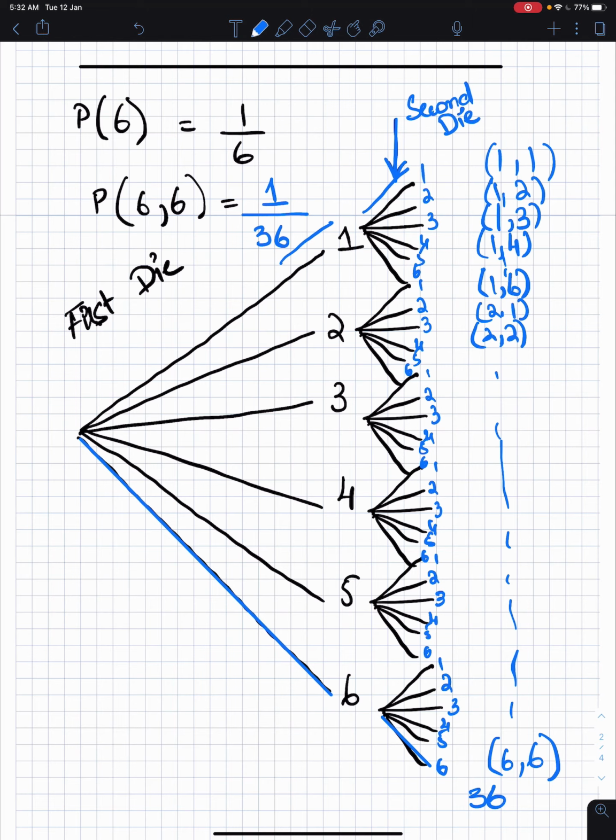So बच्चों, this is a tree diagram which will be used to solve these complex questions.